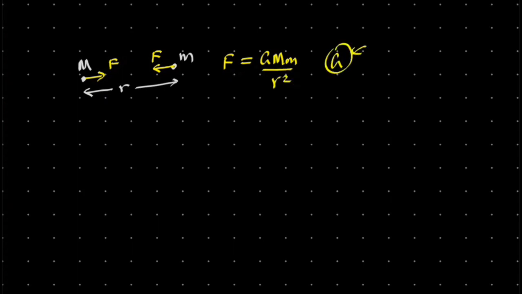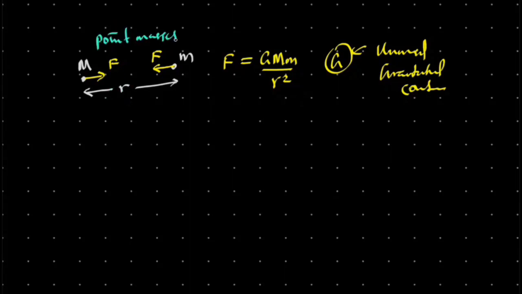G is the universal gravitational constant, and it's a major constant in the universe. And the important thing about this is you can use this same formula. This is for point masses, and point masses only, okay, for now.